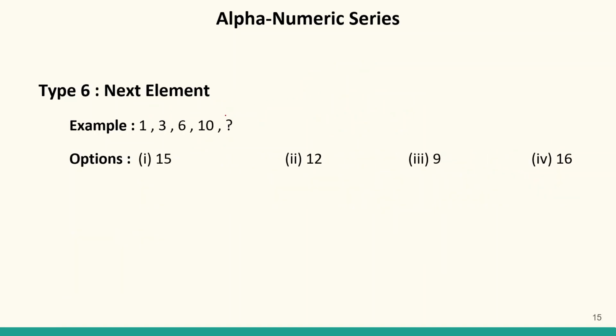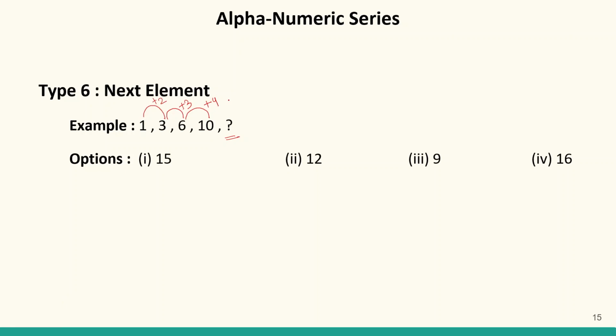Then next element series. In this, we have to find how the series is progressing. Okay. I can see an increment of 2. I can see an increment of 3. 3 plus 3 is 6. And then I can see an increment of 4. 6 plus 4 is 10.